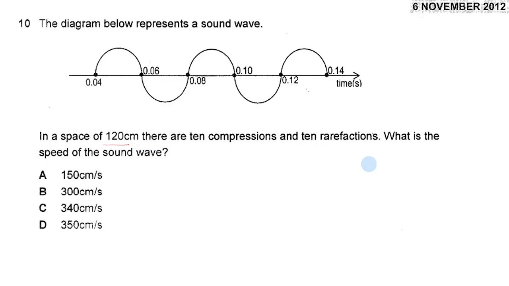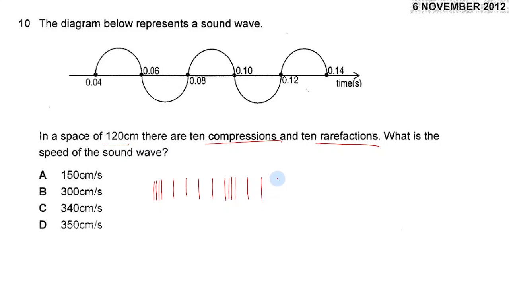Okay, so here we need to understand the language they're using. So they are what we call compressions and rarefactions. Compressions are regions where particles are close together. Then rarefactions are regions where the particles of the wave are not close to each other.